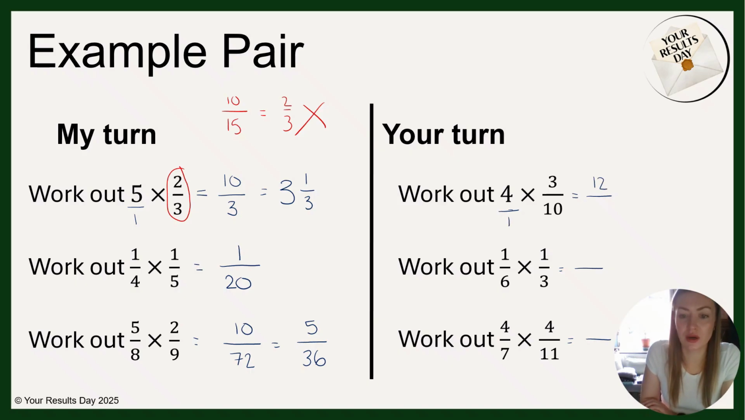4 times 3 is 12. And it's 1 times 10, which is 10. Which first of all we can simplify. That would become 6/5. Remember, this stage is optional. If you got 12 out of 10, that's great. And then 5's into 6 go 1, with 1 left over. With this second one, 1 times 1 is 1, and 6 times 3 is 18. Nice and straightforward on that one. And your last one, 4 times 4 is 16, 7 times 11 is 77, which can't be simplified.